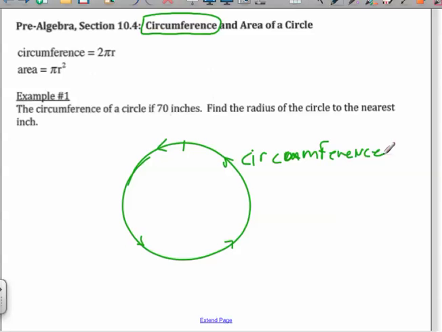Now, guys, there are two formulas that you need to know. Get your flashcards or something. Circumference is equal to 2 pi r. 2 times pi times r.